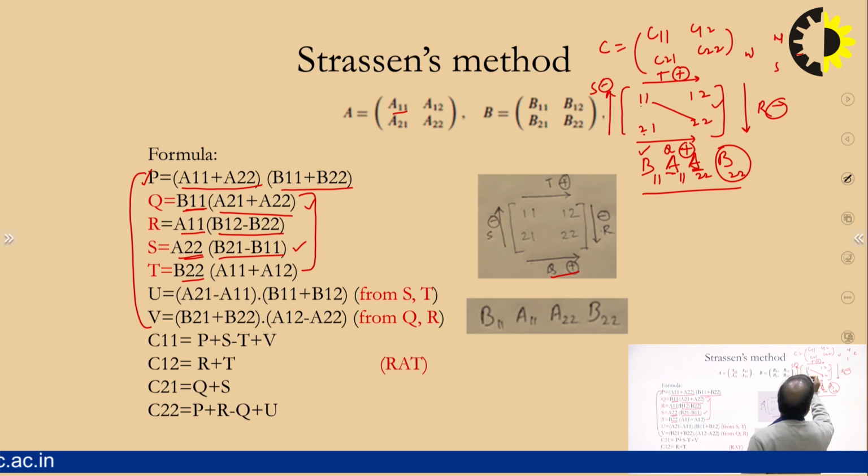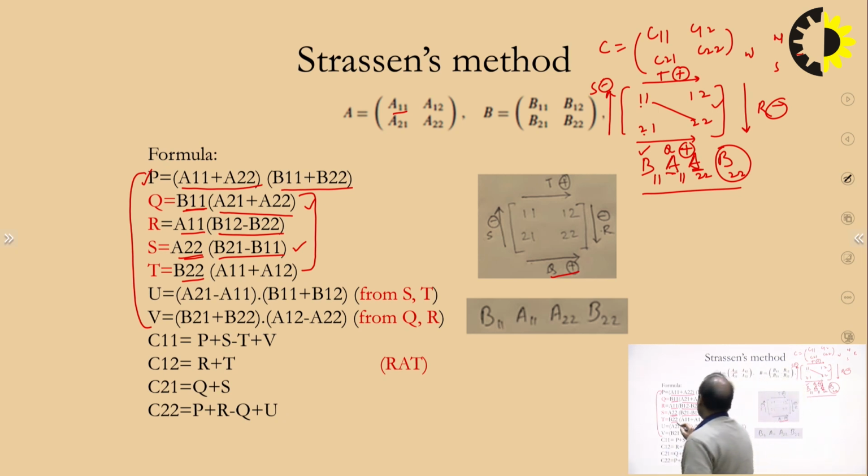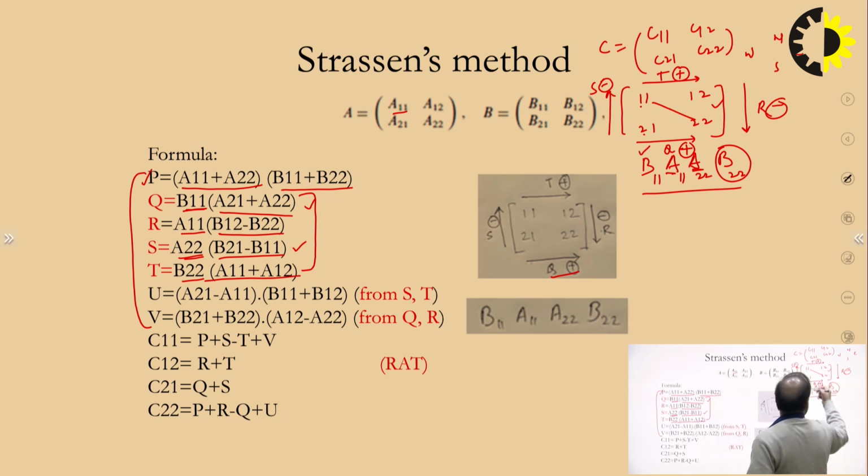So T is going to be A11 plus A12. This is a simple construction to remember, right? This is very helpful to compute Q, R, S, T. Okay, so we are done with these intermediate matrices.